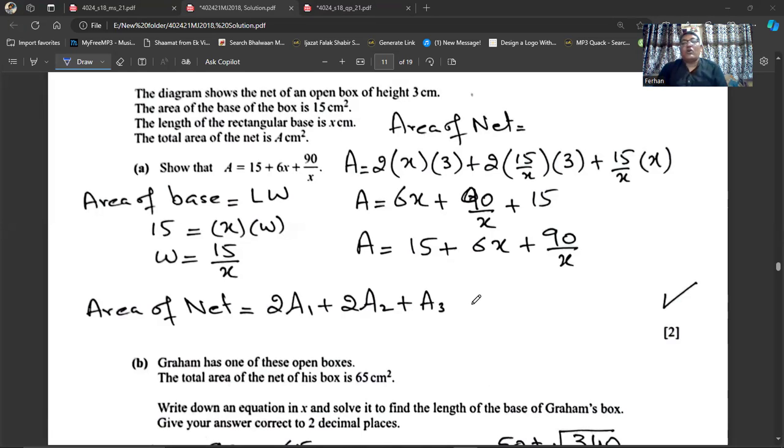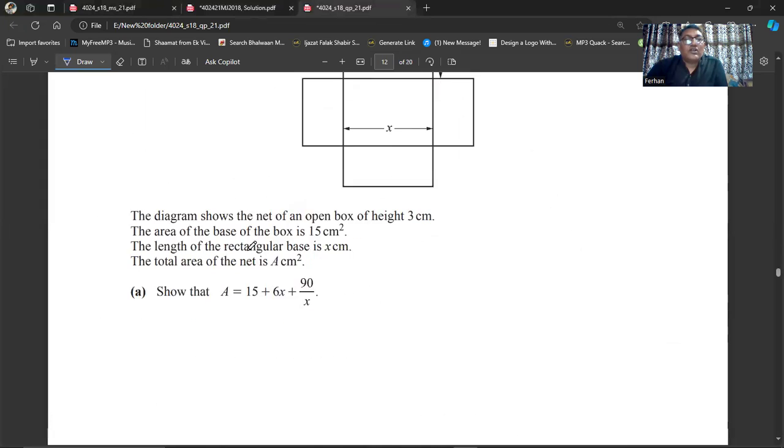So I will just write them in order. So A will be equal to 15 plus 6x plus 90 by x. So this is how you will show it. I hope you understand. So let's go to the next part.